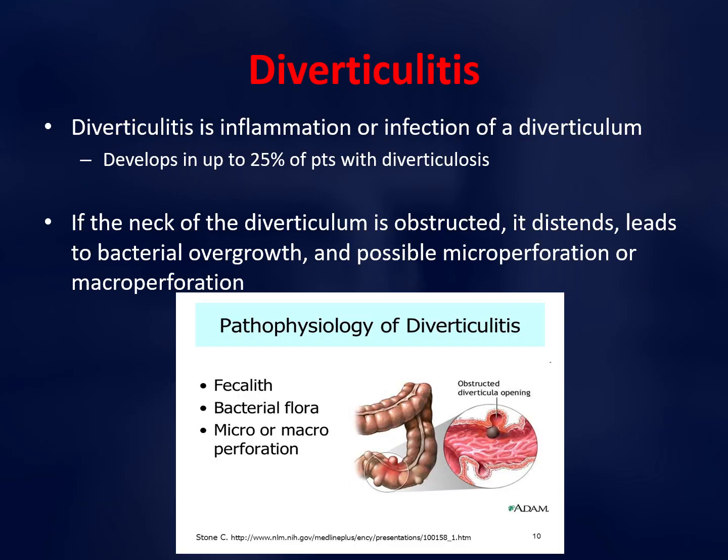So concerning the first manifestation of diverticular disease, which is diverticulitis, it occurs in up to 25% of patients with diverticulosis. It's inflammation or infection of the diverticulum. It is usually caused when the neck of the diverticulum is obstructed, usually by a fecalith, and it distends, leads to bacterial overgrowth, infection, and possible microperforation, which usually occurs in almost all cases of acute diverticulitis, or macroperforation, which leads to abscess formation or peritonitis or fistulas into adjacent organs.